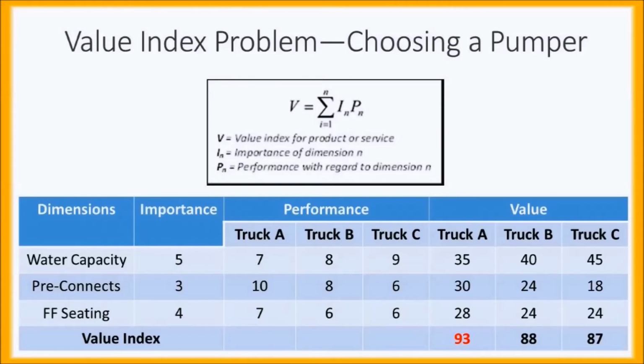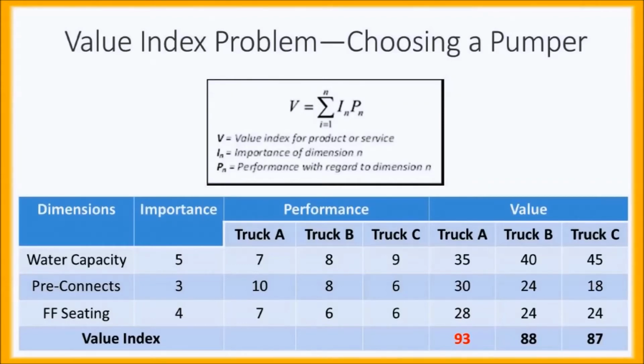And then when we are choosing the pumper, one of the questions that you would be asked on the exam is which of those trucks would we prefer, or which one creates the most value? And that would be, in this case, truck A. So anytime you have a higher value index, that is a more preferred option.